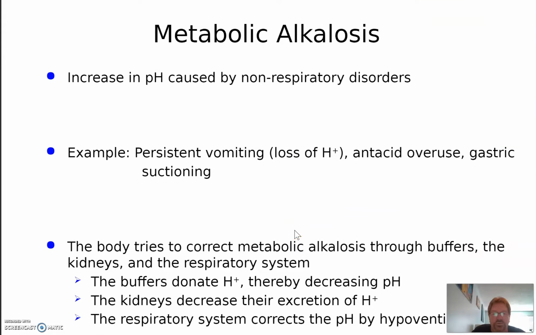Metabolic alkalosis, increasing pH, is caused by a non-respiratory problem. Of course, when it says metabolic, you know it's not something to do with respiration. For example, persistent vomiting can cause you to go into metabolic alkalosis. Why? You're vomiting up too much acid, and you're imbalancing it. And acid overuse: half the commercials on TV, guys, are trying to talk us into taking stuff for stomach acid. We have to have that acid in our stomach. Does it sometimes cause problems? Yes. But you're not supposed to not have it. Gastric suctioning: if they pump your stomach out, they suck out too much acid, and you go into metabolic alkalosis.